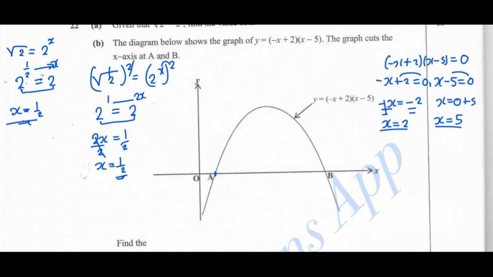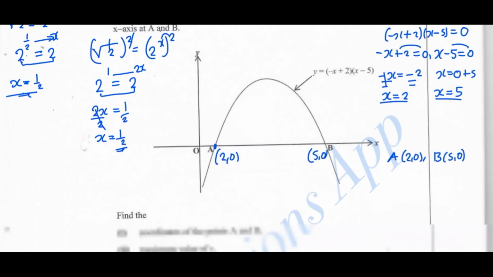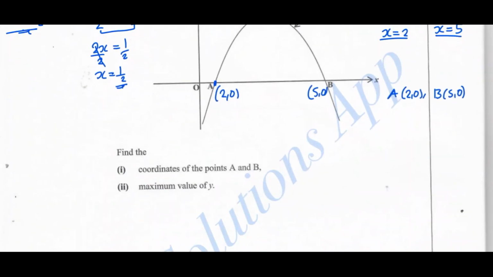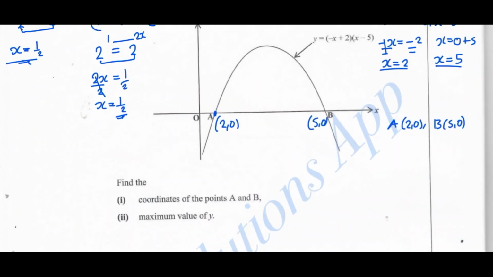This means that if we start from 0, we'll reach 2 before 5. So this is (2,0) and this will be (5,0). So A is (2,0) and B is (5,0). Then the maximum value of y. The maximum value of y. So first we need to expand.